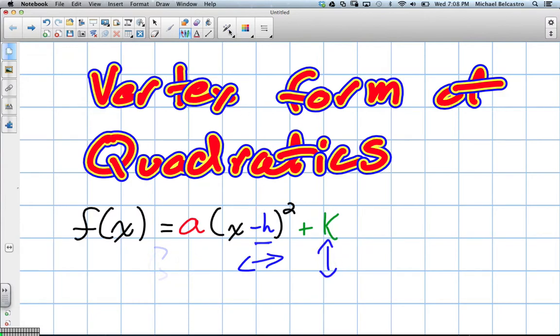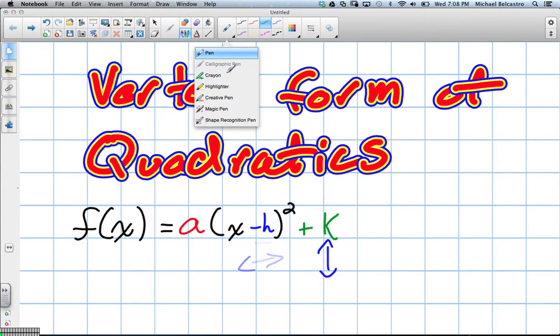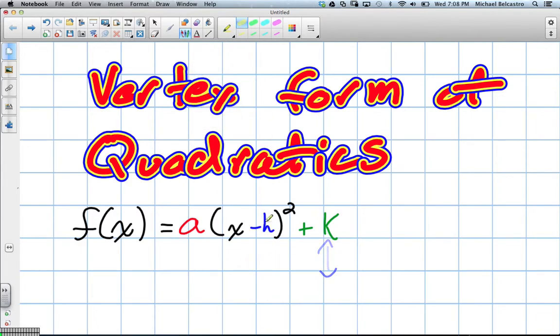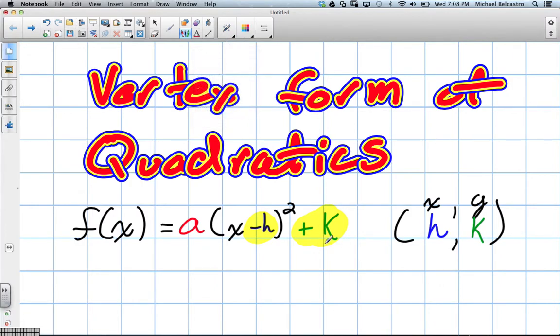Also, in our vertex form, the reason they call this vertex form is because it turns out that h and k are actually what the vertex is, okay? It turns out that our vertex, the x and the y value of the vertex, are precisely our h and k. Now the k is really straightforward. Whatever this whole value is, that's the y value of the vertex.